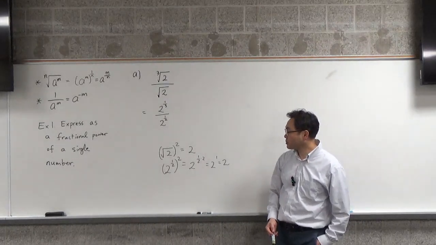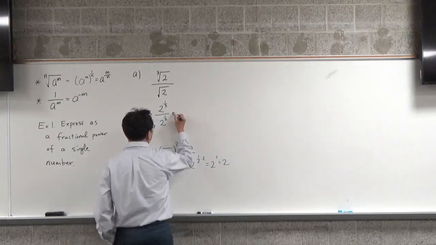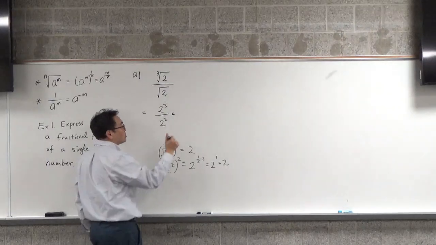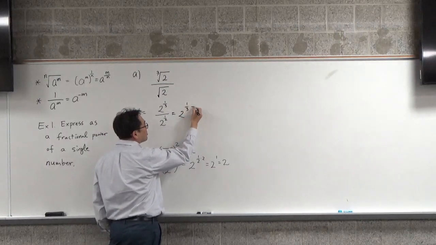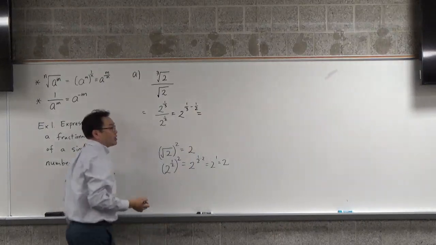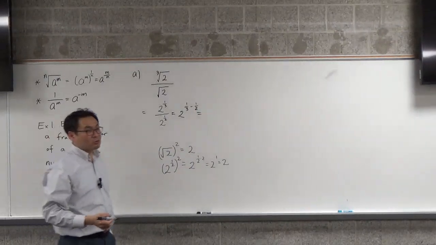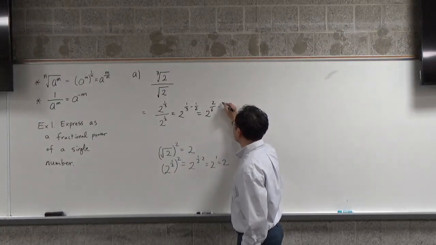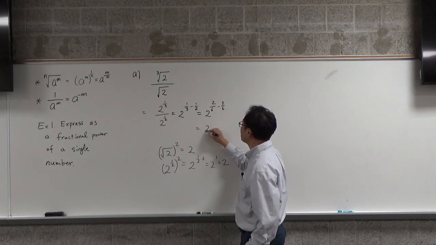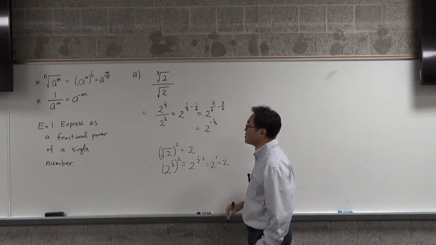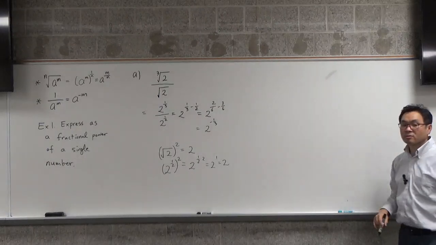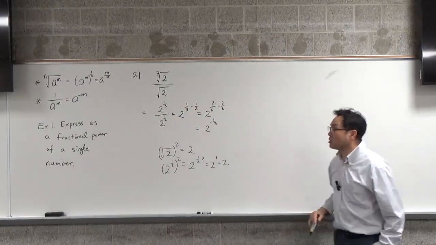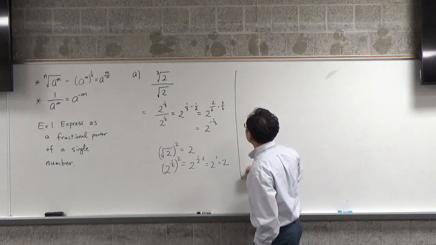Okay. Once you have that, when we divide, what do we know? You subtract. So you have 1/3 minus 1/2. And because you need common denominators to subtract fractions, this is going to be 2 to the 2 over 6 minus 3 over 6, and that equals 2 to the negative 1/6 power. Okay, so we've expressed this original thing as a fractional power of a single number. Let's try another similar one.